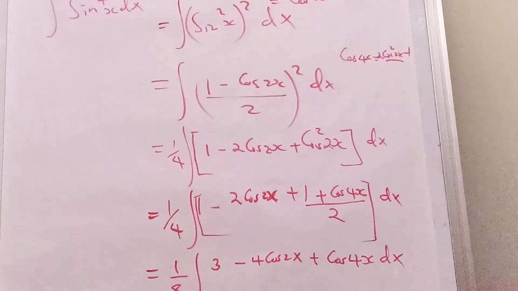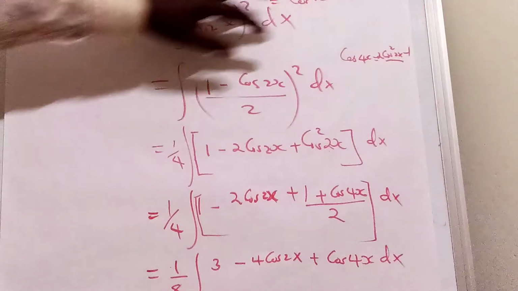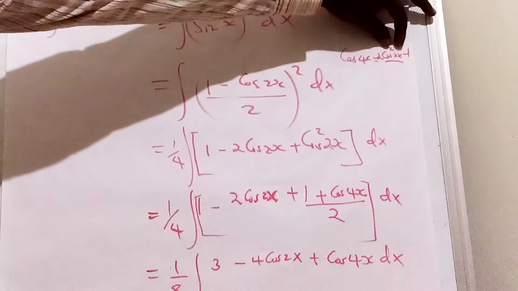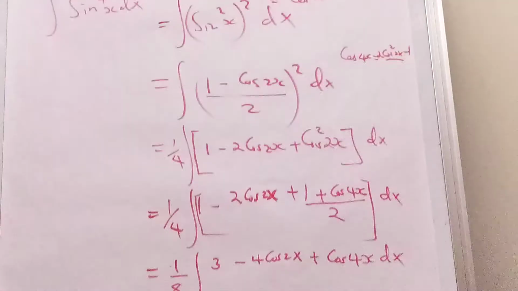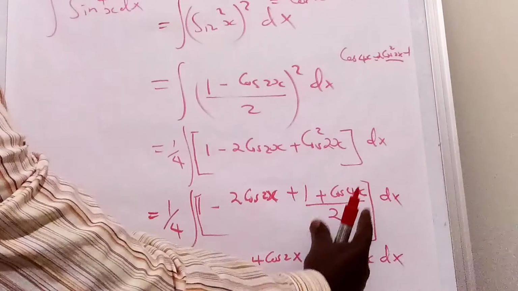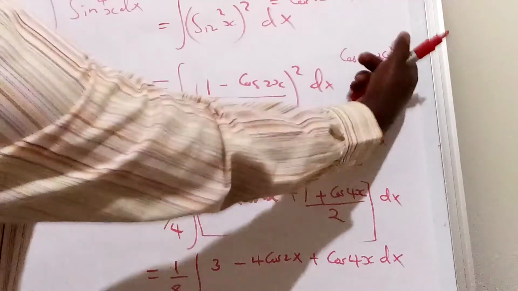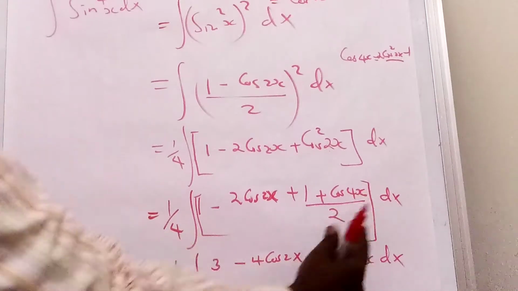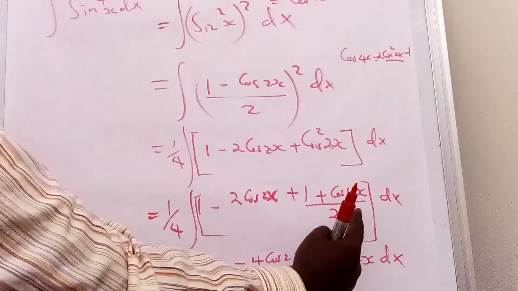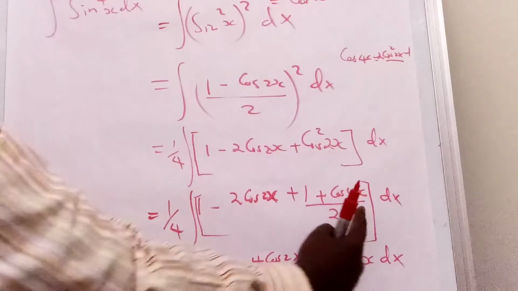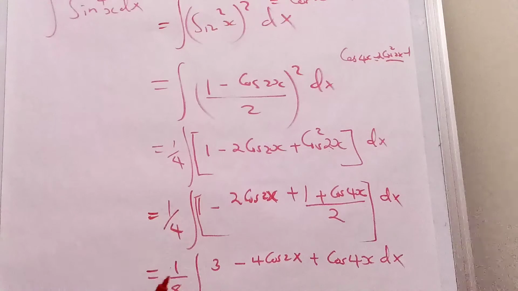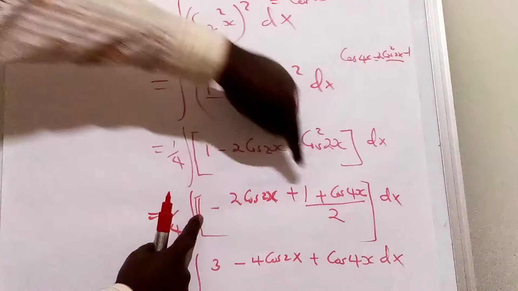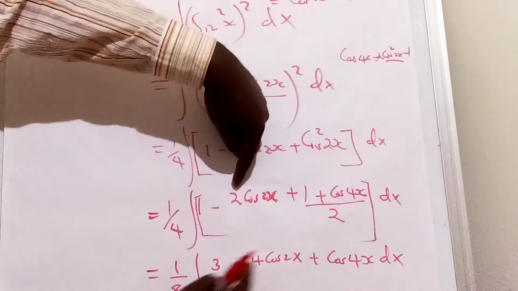So cos square of 2x is 1 plus cos 4x over 2. Just make it the subject. 1 plus cos 4x over 2, that's 1. So you factorize a half so that it comes here to make an eighth. You have a 2 here, 2 plus 1 is the 3. You have a 4 there.